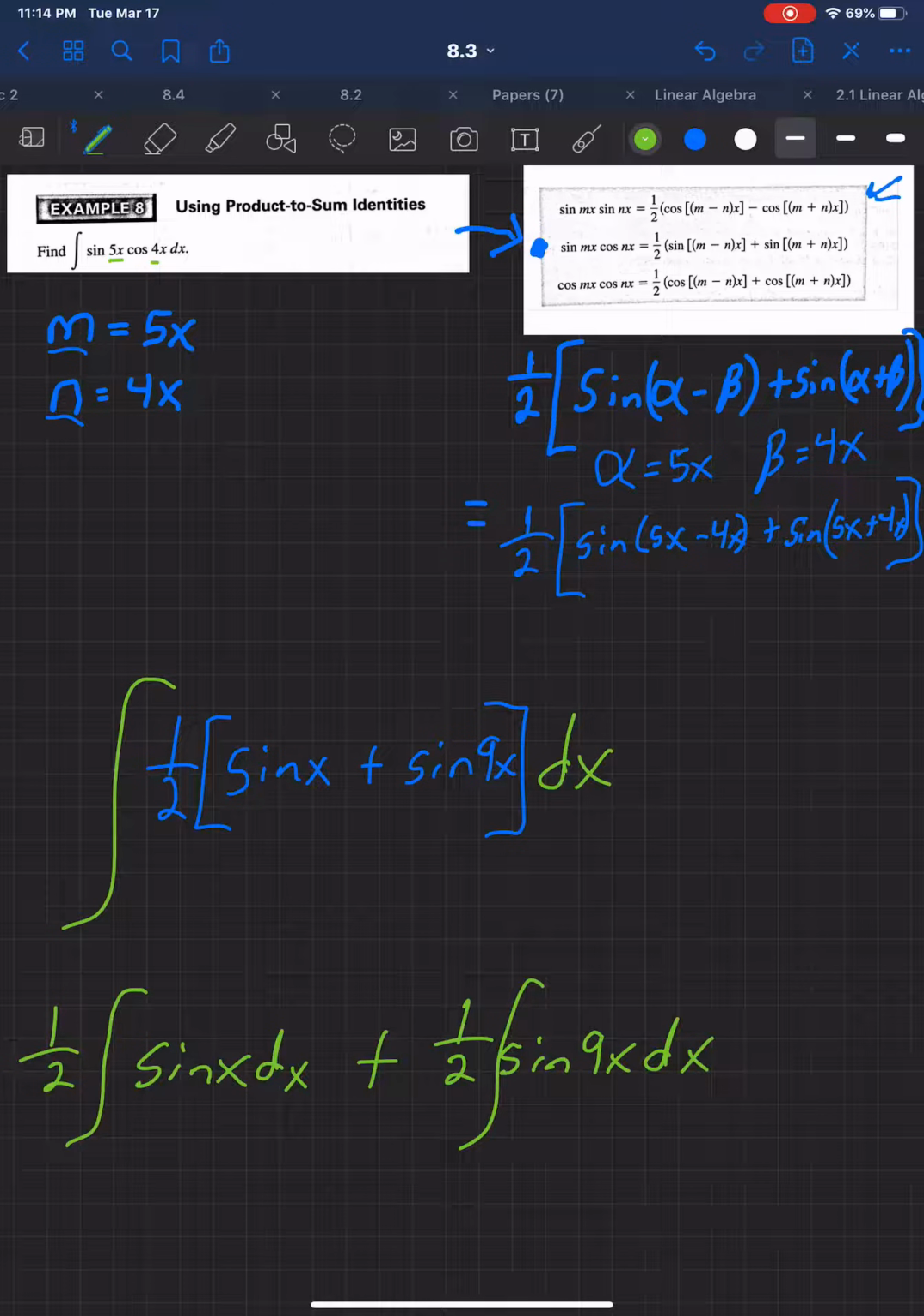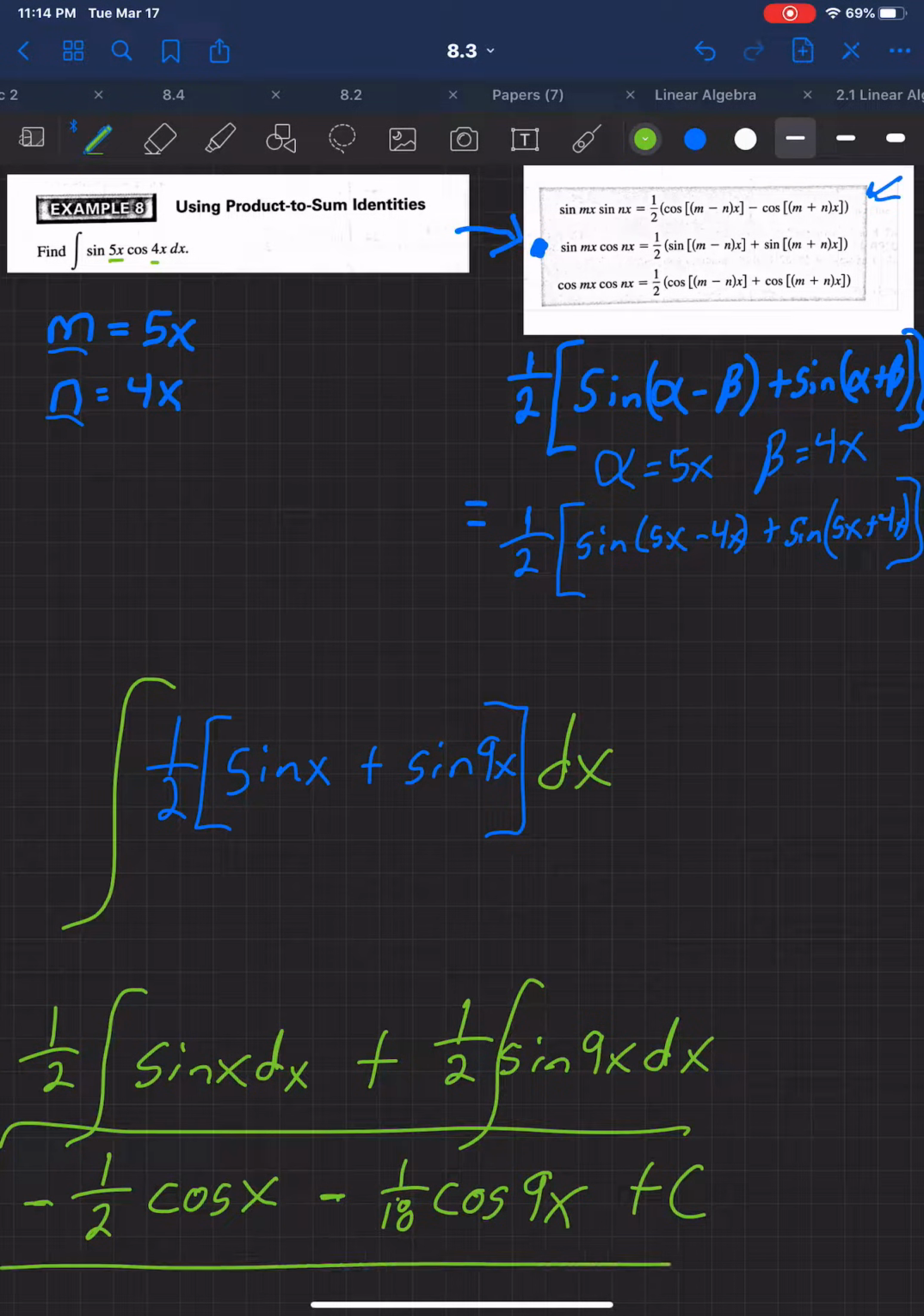I'm just going to jump to the answer because that is easy integration to do. And just a little bit of u substitution should get you to 1/2, that's actually going to be negative 1/2 of cosine of x minus, you got to bring that 9 out, so that's 1/18 cosine of 9x plus c, all done.